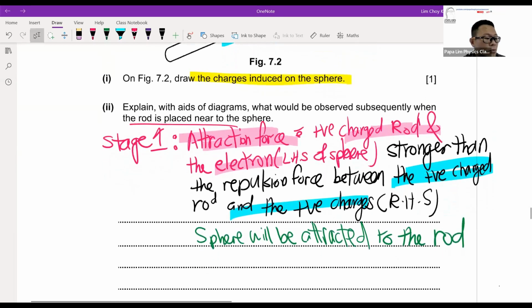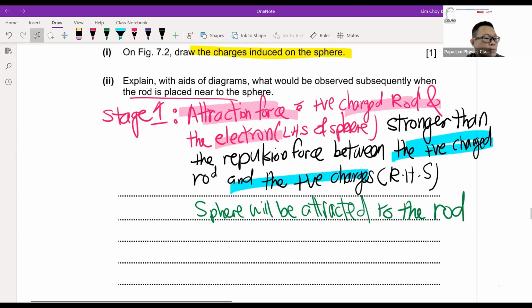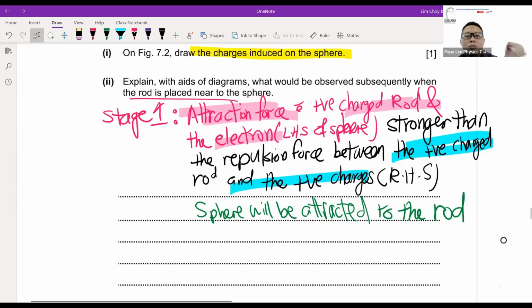As the positive charge rod and the negative side get closer and closer, the attraction force is actually getting stronger and stronger. So this is what happens at the particular stages here. At stage 1, the attraction force will be stronger than the repulsion force.